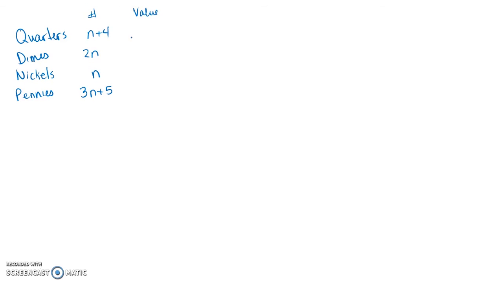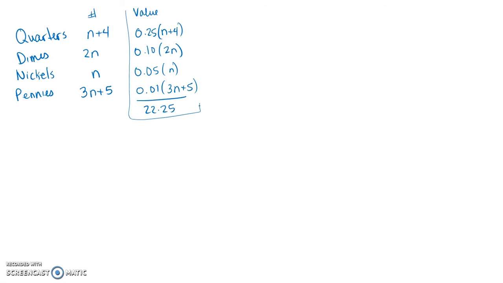Well, a quarter is worth 0.25, so we'll have 0.25 times n plus 4. A dime is worth 0.10, so we'll end up with 0.10 times 2n. A nickel is 0.05, and then a penny is 0.01 times our 3n plus 5. And we said all together they have $22.25.